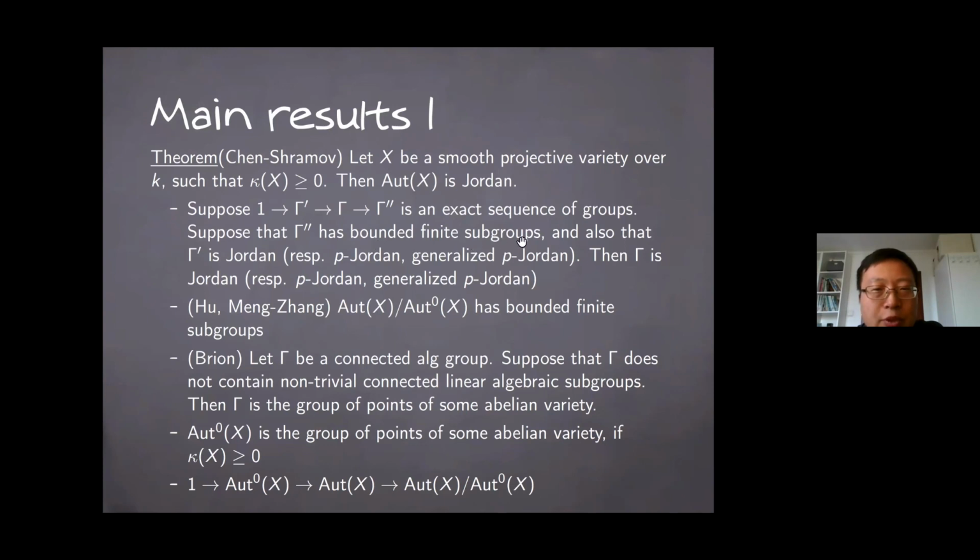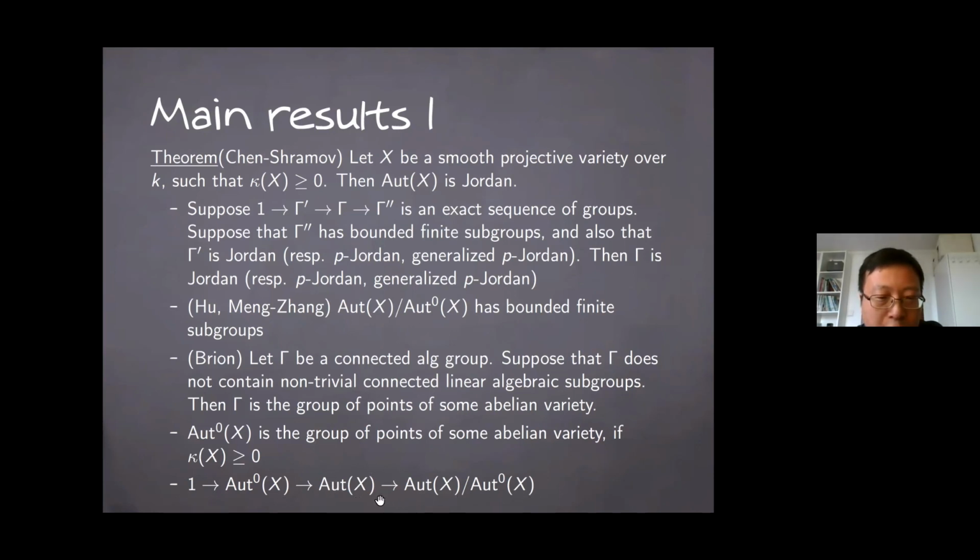Bounded finite subgroups means there is an upper bound such that for any finite subgroup of gamma double prime, the order is bounded by this upper bound. So this is bounded finite subgroups. So okay, let's see this last line, the last exact sequence.